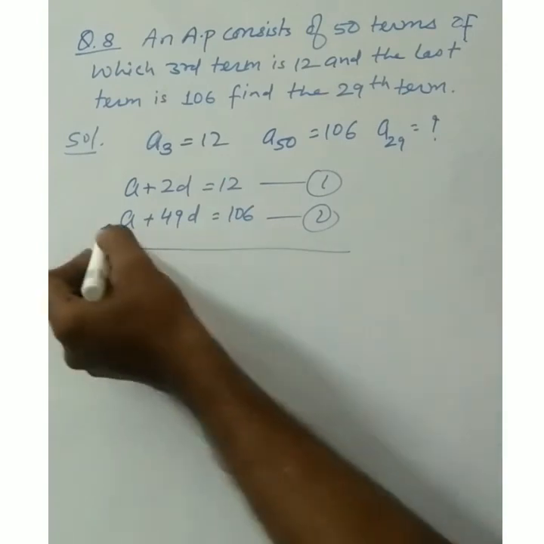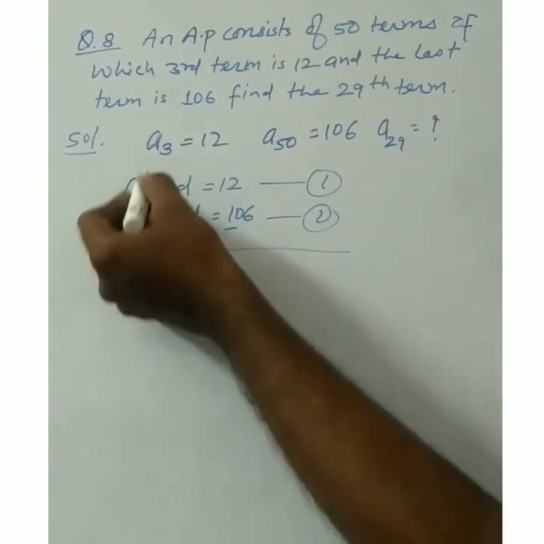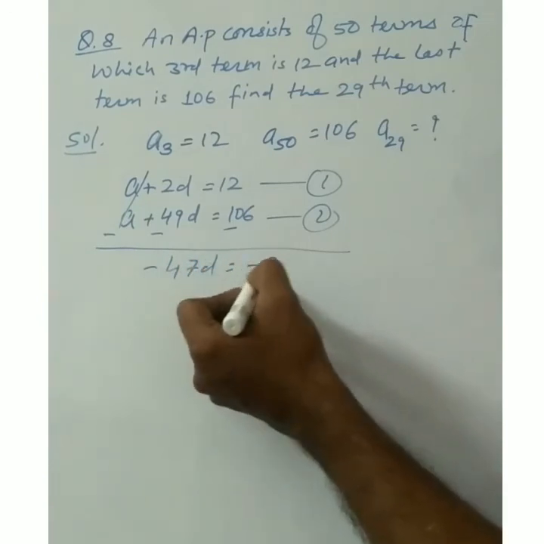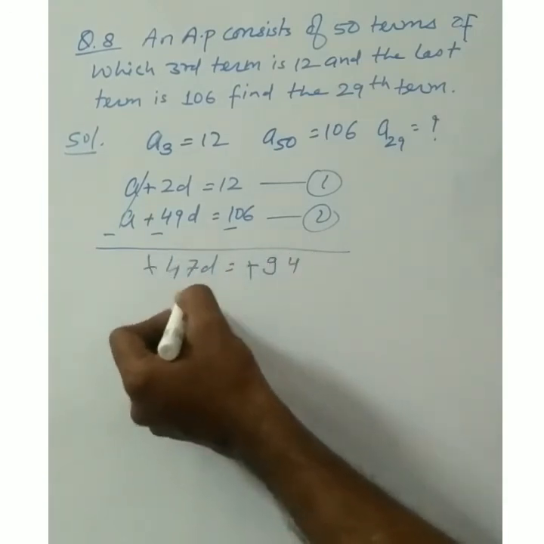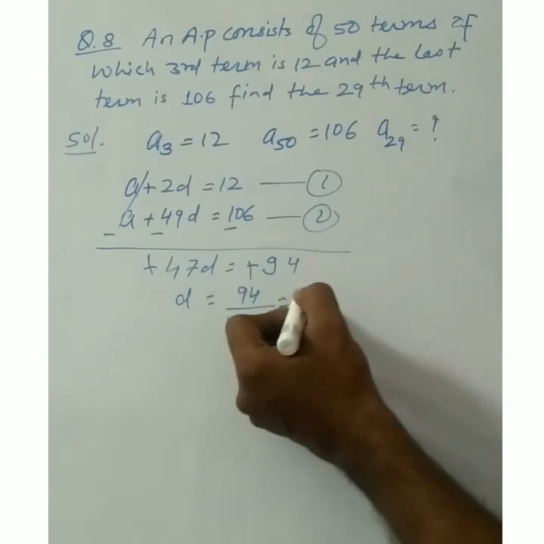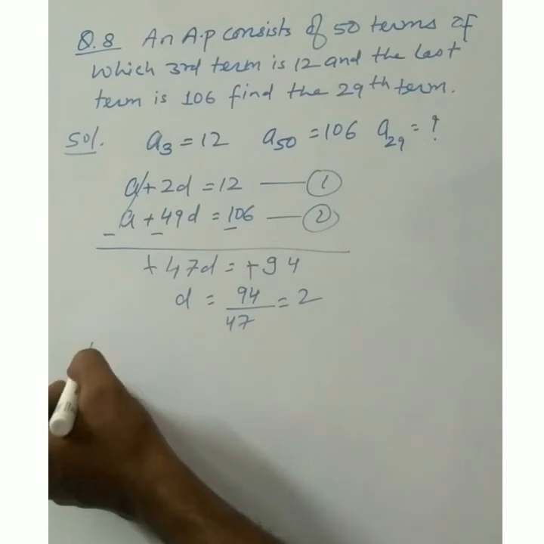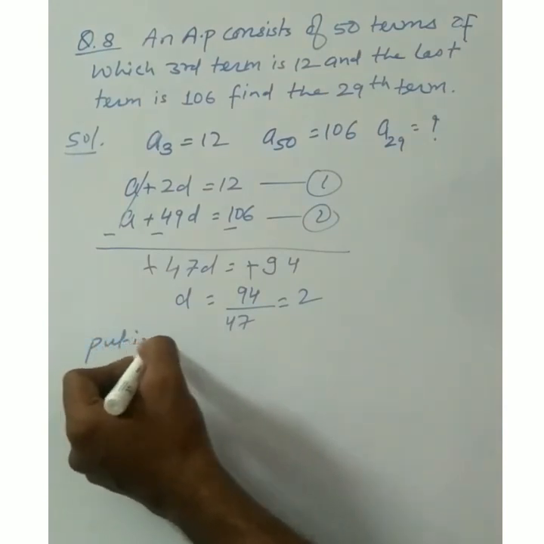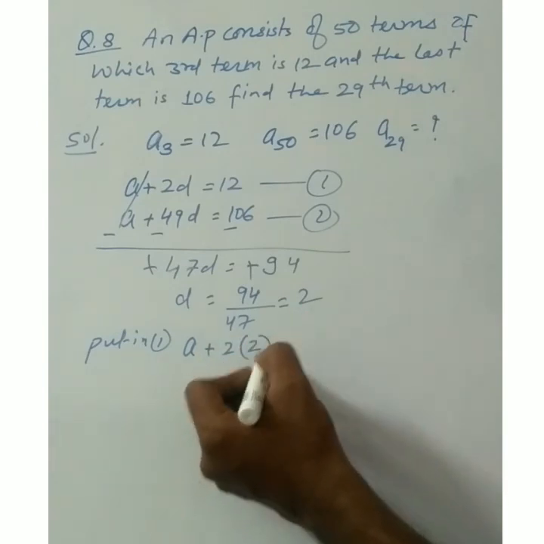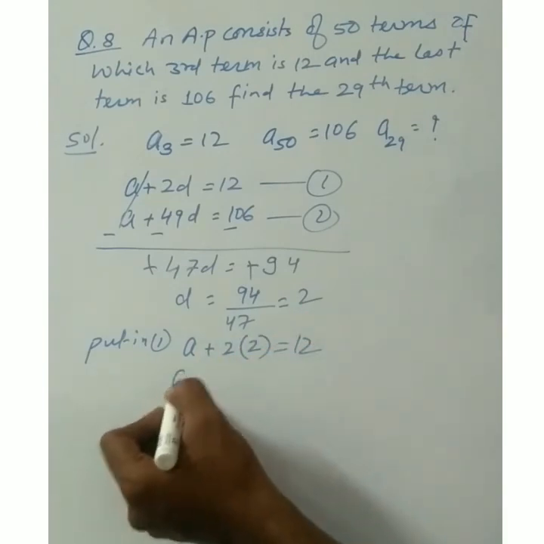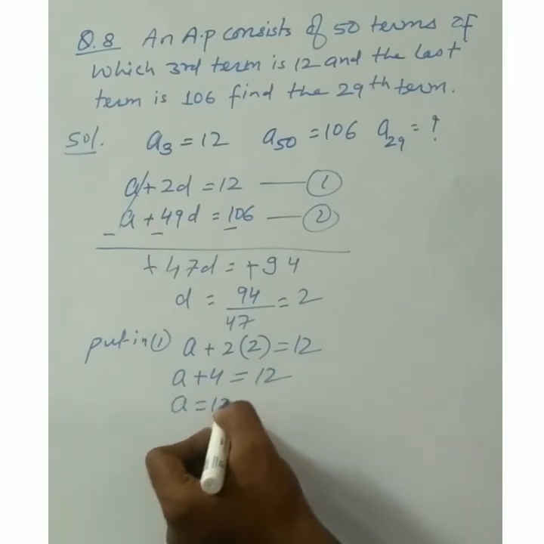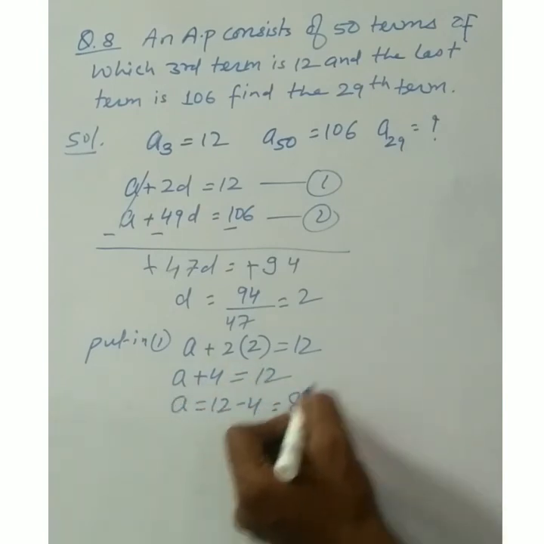Now subtract these two equations. Minus 47D equal to minus 94. D equal to 94 upon 47, which is equal to 2. Put in first: A plus 2D, D is 2, equal to 12. A plus 4 equal to 12. A equal to 12 minus 4, which is 8.